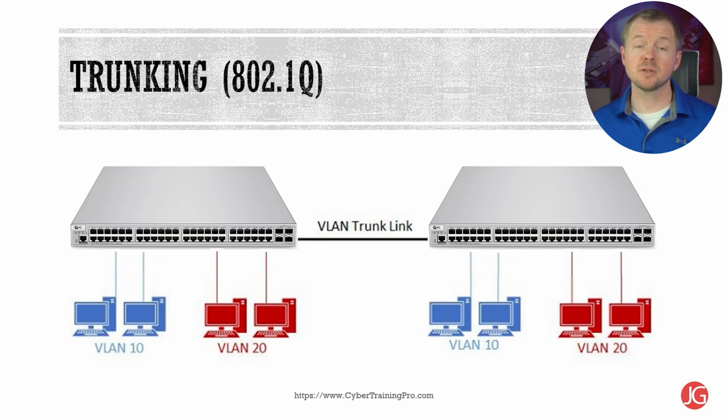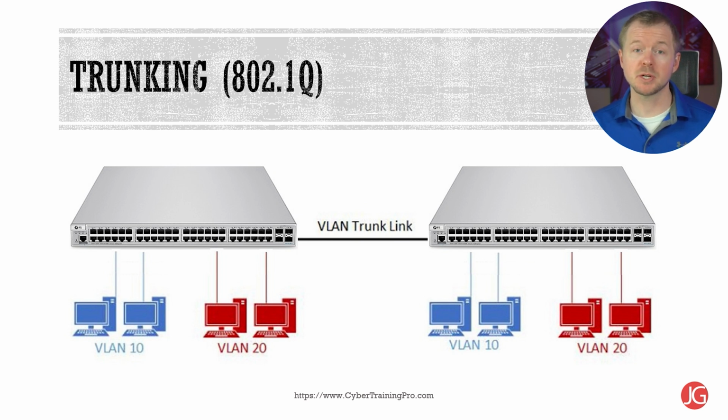So let's say that you have two switches, each with VLAN 10 and VLAN 20, and their systems connected to each VLAN on each switch. If you want these devices in each VLAN to communicate with the devices on the other switch, you're going to have to connect the switches together using something called trunking. Now, trunking allows VLAN traffic to travel between the two switches as if it were one big switch. In order for this to work, you need to configure a trunk port using the IEEE 802.1Q standard, which is going to be the port with a cable connecting the two switches.